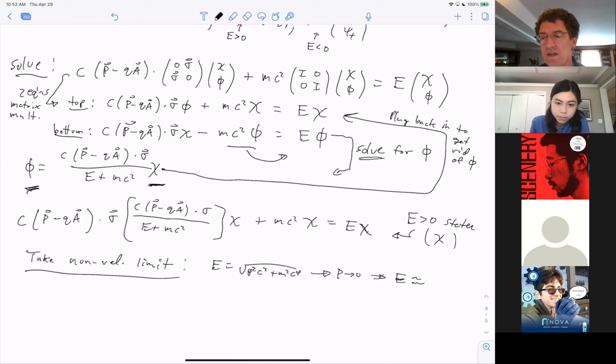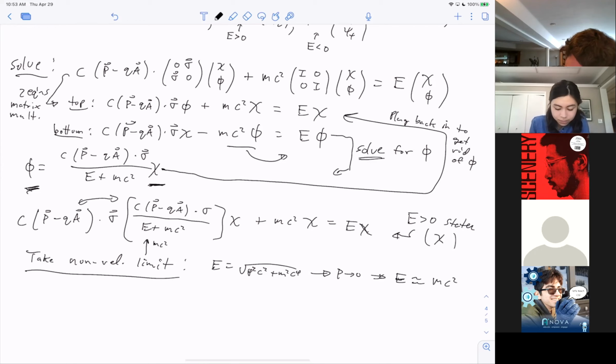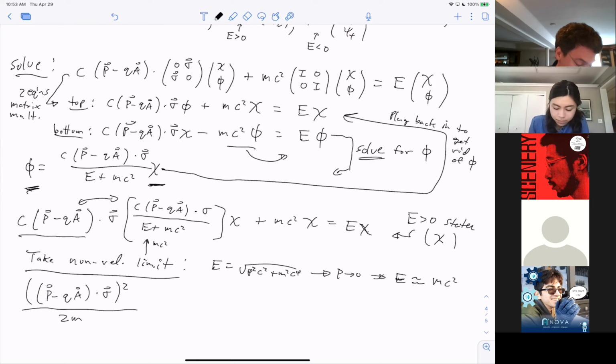P goes to zero, what's E? It's a famous equation. MC squared. Exactly. And so in the non-relativistic limit, I can replace that E with an MC squared. That means this equation turns into, on the left, I can multiply these out, so this multiplies that on the right. Basically what I'm going to get is (P minus QA) dot sigma, squared, all over 2M, because the C squareds cancel, times chi, is equal to E minus MC squared times chi. So I just brought one term over to the right.